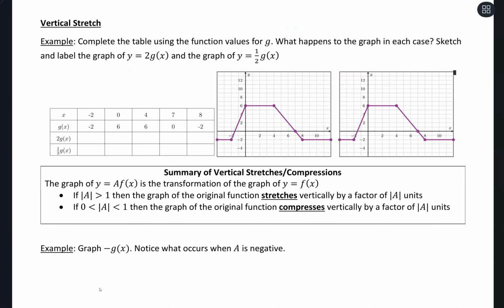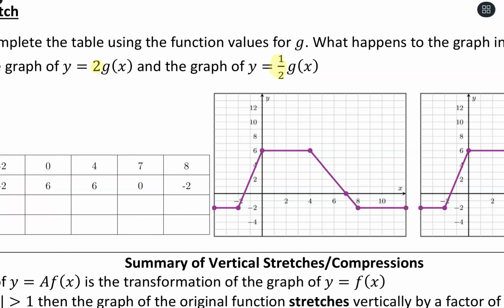For vertical stretch, now what we're looking at is where we are multiplying the outside of our function. So we have 2 times g of x and a half times g of x. Let's see what happens to our function when we do this, and we're going to do this with 2 separate graphs here. It gets a little too messy if we try to do it on the same graph. So y equals 2 times g of x for our first graph, and then we'll look at our second one.